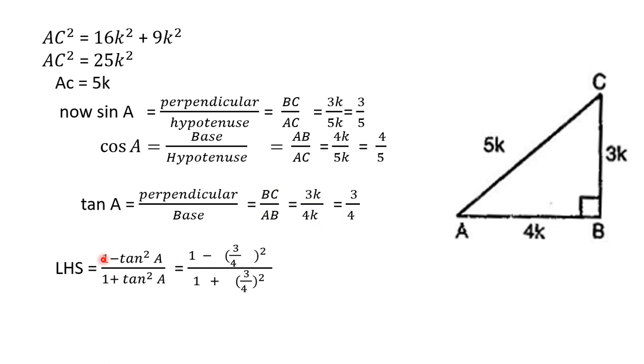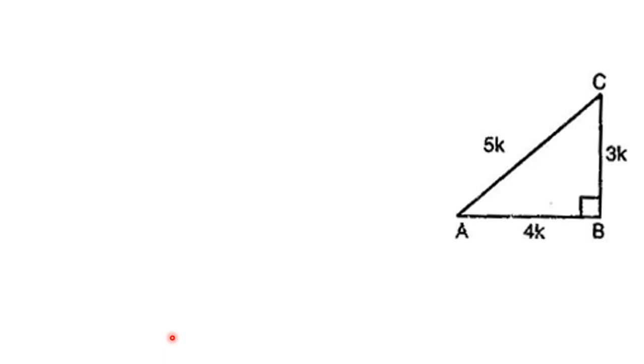Now take the left hand side of the problem. It is given (1 minus tan square A) upon (1 plus tan square A). Now we can put the values for tan A, that is (3 by 4) whole square. So the left hand side of the given problem is (1 minus (3 by 4) whole square) upon (1 plus (3 by 4) whole square). Then after squaring the term 3 by 4, we get (1 minus 9 by 16) upon (1 plus 9 by 16).